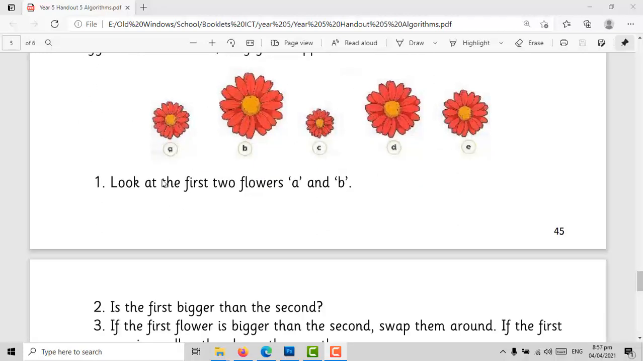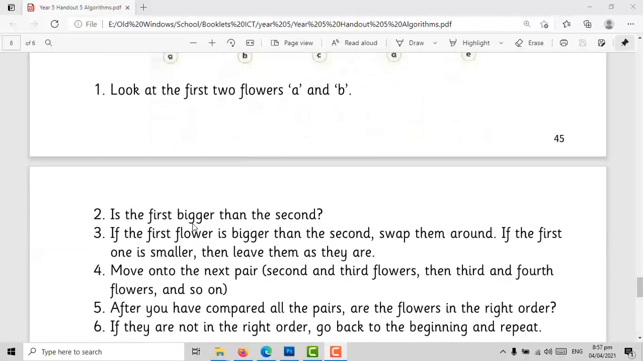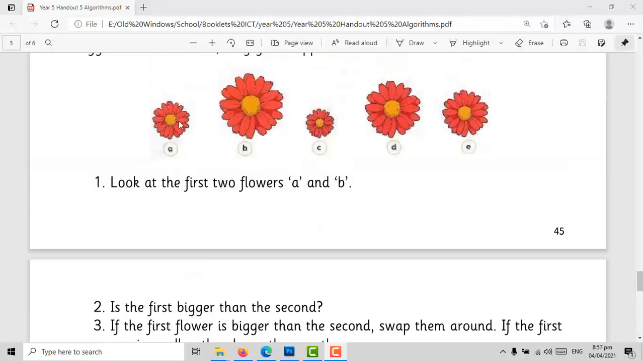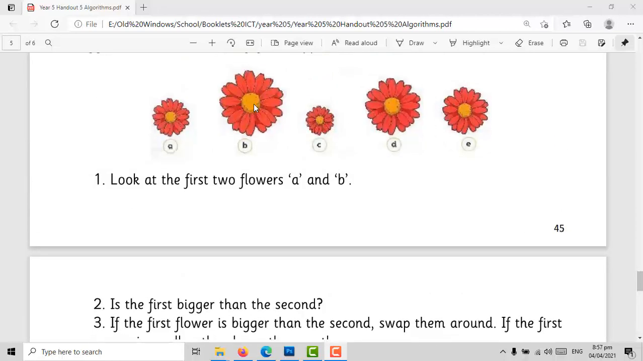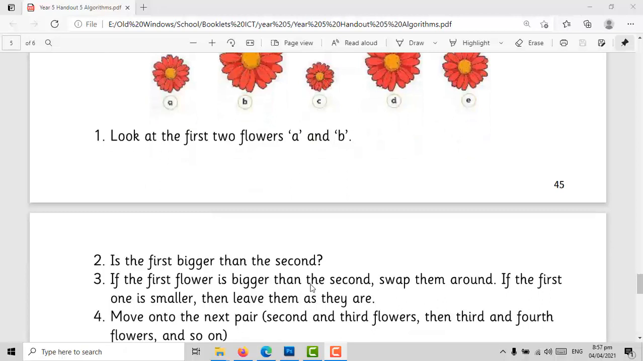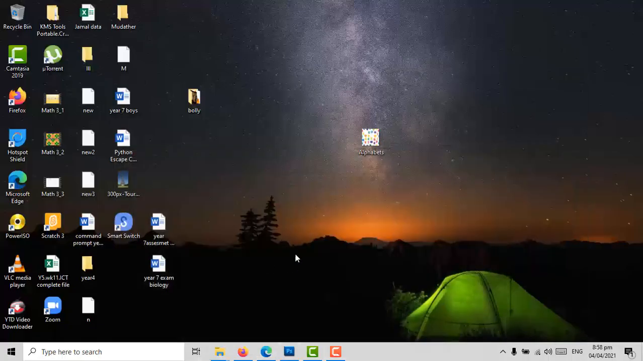So it says here, the first step is look at the first two flowers, A and B. Is the first bigger than the second? If the first flower is bigger than the second, swap them. But if the first one is smaller, then leave them as they are. Alright, let's try that out.